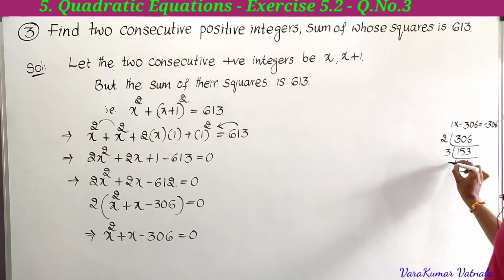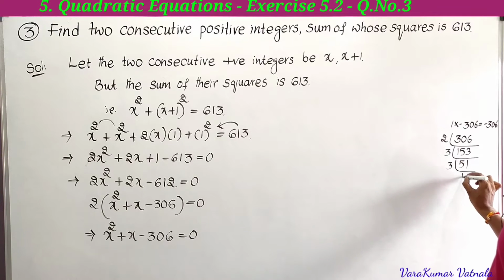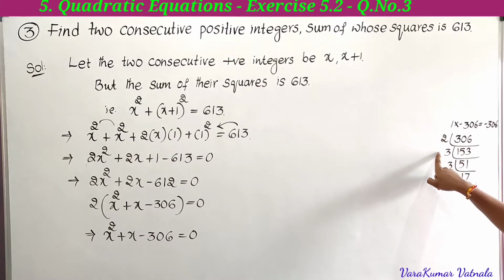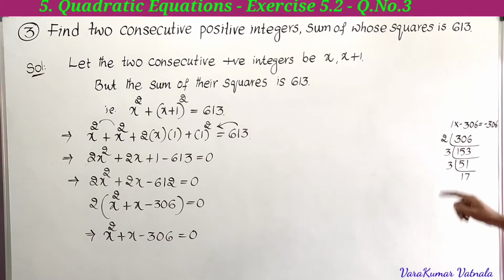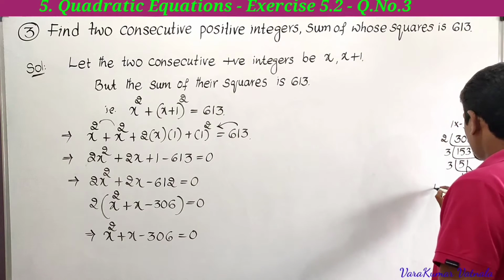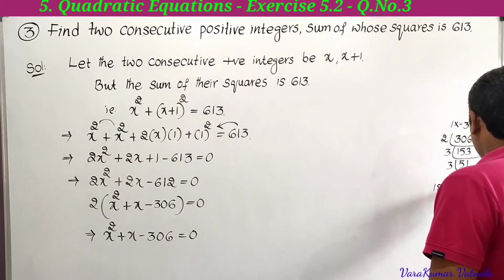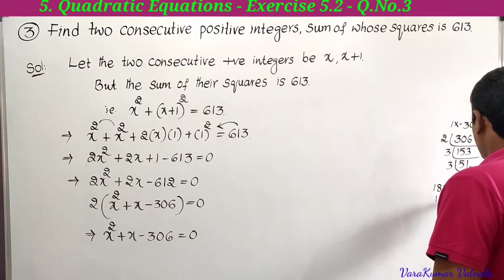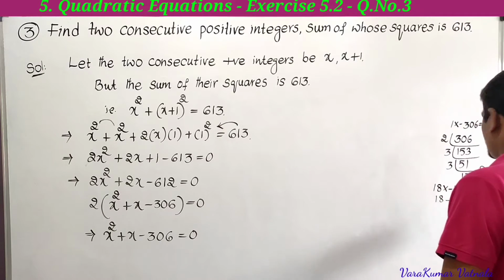Again divide by 3. So 3 1s are 3. 3 7s are 21. So now once check. 2 into 3 is 6, 6 into 3 is 18. 18 into 17 is possible. So here, we have to take plus 18 into minus 17 is equal to minus 306, and plus 18 minus 17 we get plus 1.